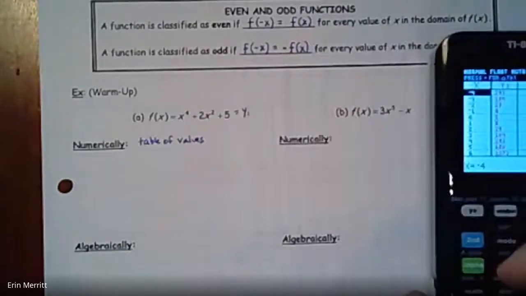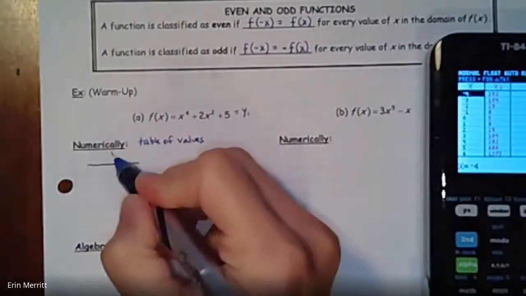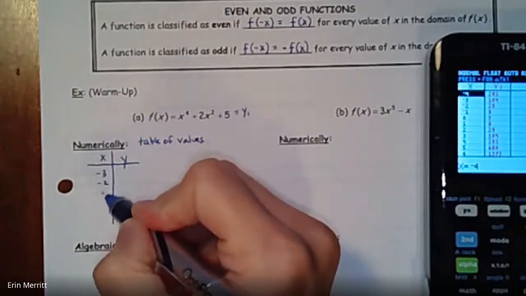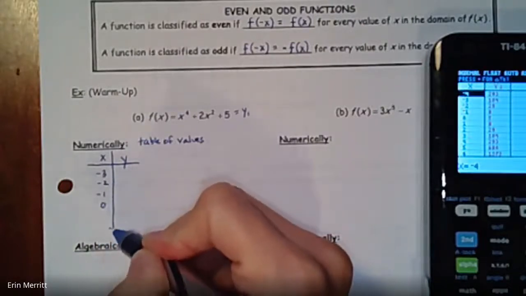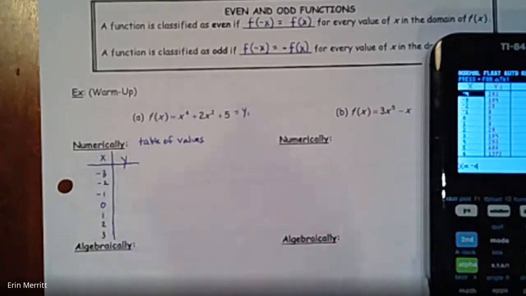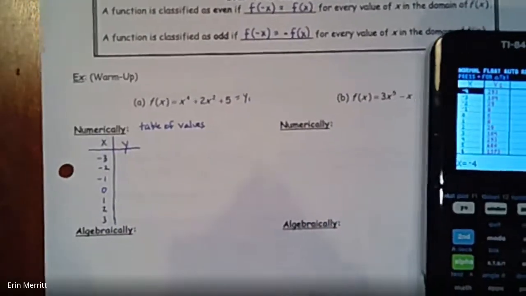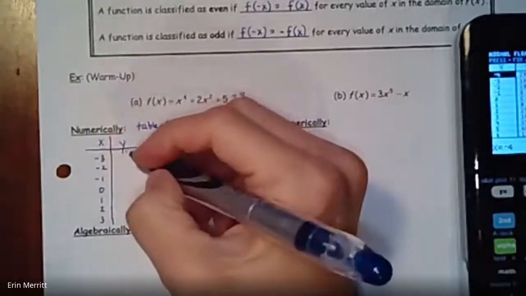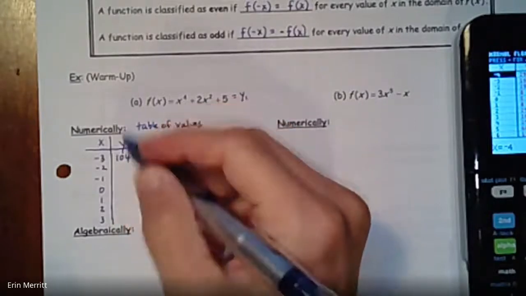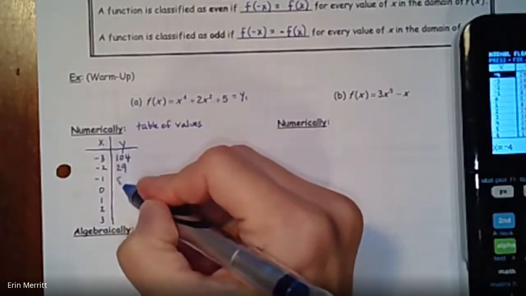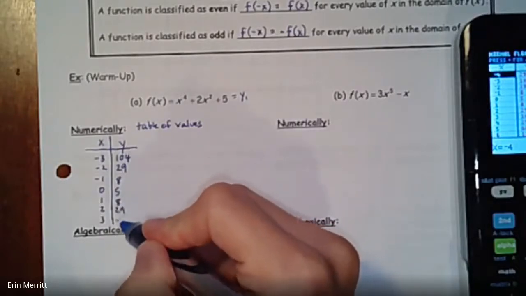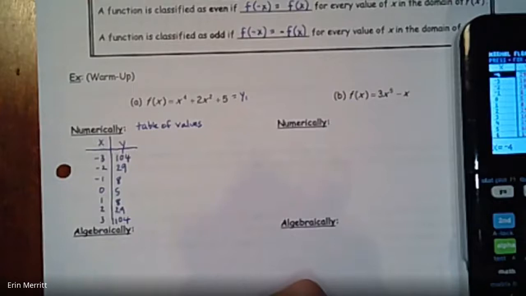I'd like you to copy down from your chart. So if here's x and y, so -3, -2, -1, 0, and then 1, 2, 3. All right, so copy down those particular values. If for any reason you don't have your calculator and you're trying to look at mine, I've got 104, and then 29, 8, 5, and then it goes 8, 29, and then 104. And of course, it keeps on going, but for that particular range, right?